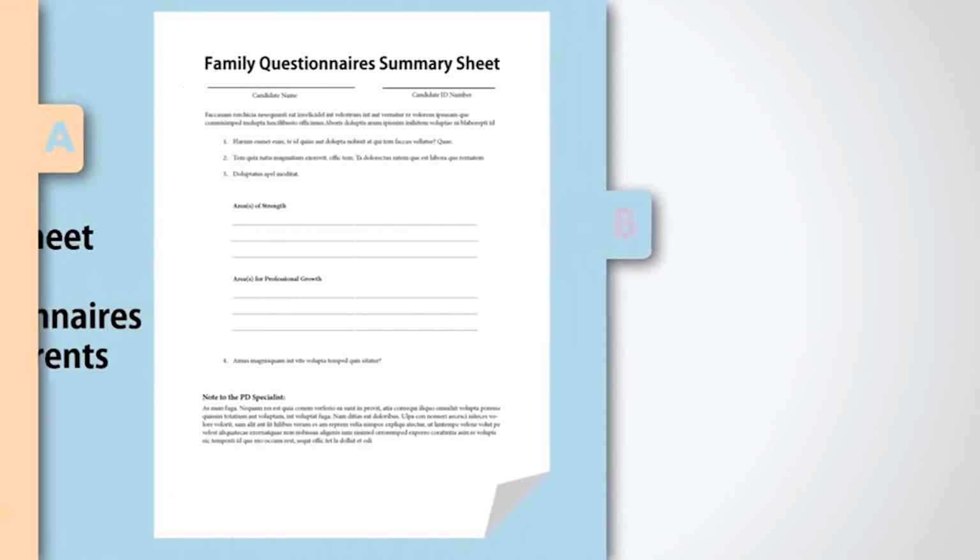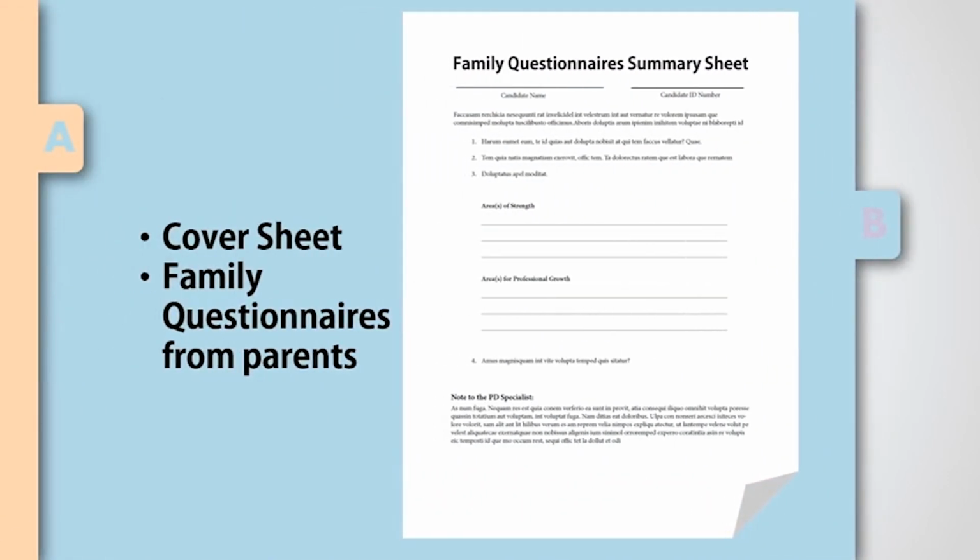Tab B of your portfolio will be the Family Questionnaire cover sheet, followed by the Family Questionnaires from the parents of children in your care. Your CDA Competency Standards book contains a 2-sided questionnaire for you to copy and distribute to your families. Be sure to give yourself plenty of time to distribute and collect the completed questionnaires from your families.